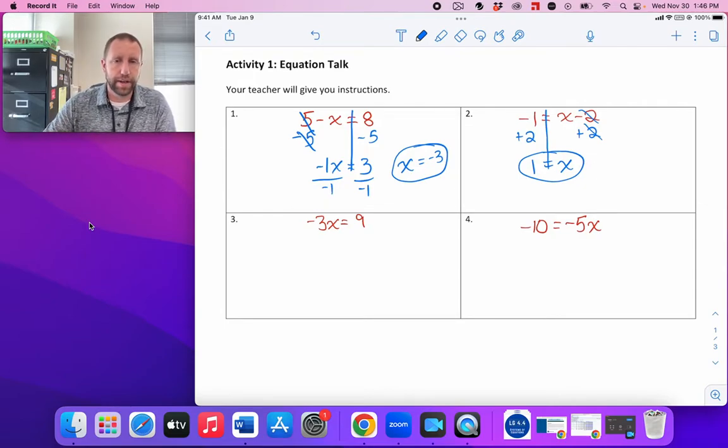All right, for number 3, I've got negative 3x equals 9. This time x is being multiplied by a number, so to get rid of it, I divide by that same number. I'm going to divide both sides by negative 3.